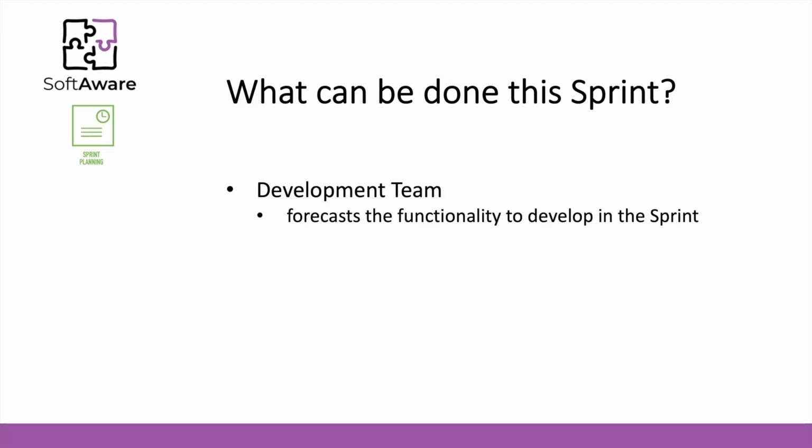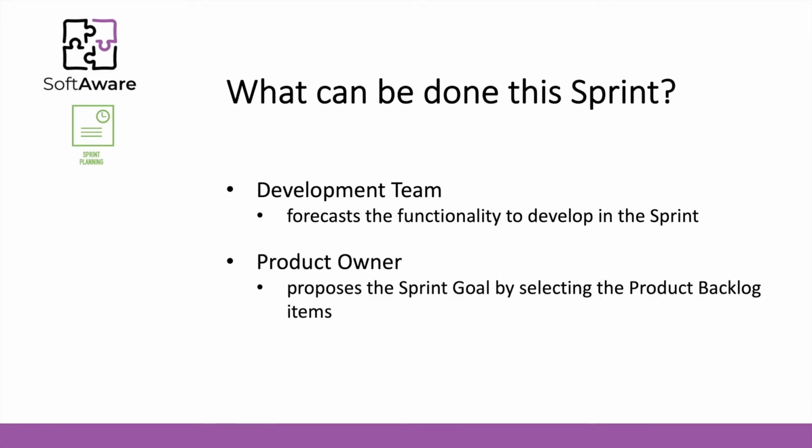So if we take a close look, the idea is to have the development team forecast the functionality to develop in the sprint, to choose the features that should be promoted to a high level of priority to be developed in that sprint, while the product owner should propose the sprint goal by selecting the product backlog items that are available and that should be presented to the development team.